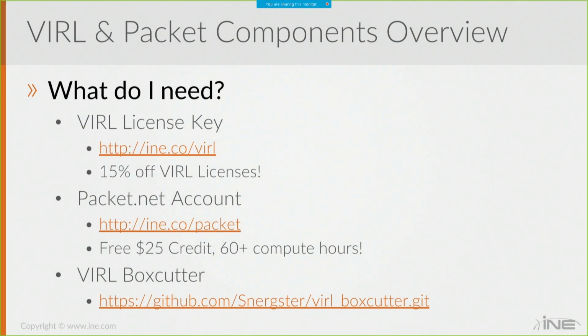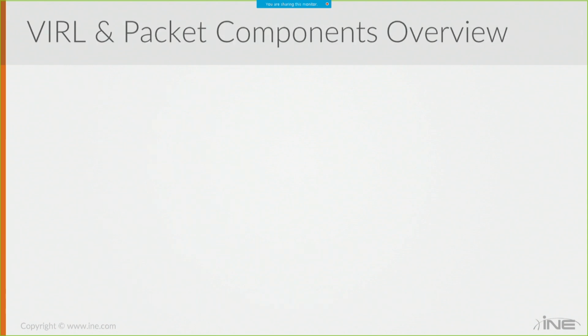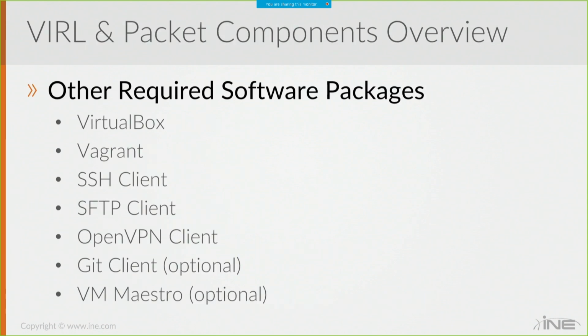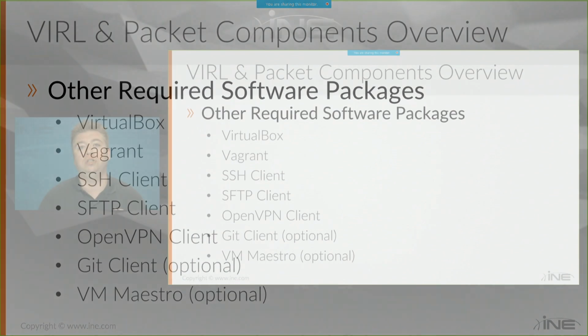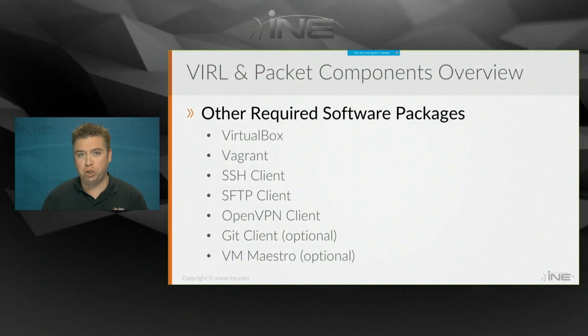Last and not least, you need the VIRL box cutter virtual machine, which is hosted on GitHub, and we're going to go through specifically what the individual components of that are and then how we actually launch the process. Beyond this, in terms of other software packages, we need to launch the VIRL box cutter virtual machine, which is going to run in VirtualBox and Vagrant in my particular example. Vagrant is basically automation and orchestration software.